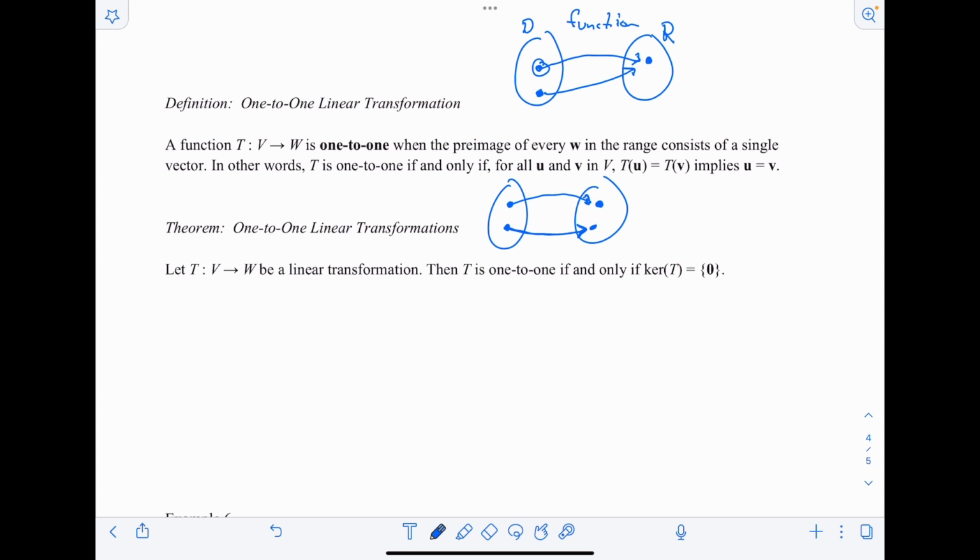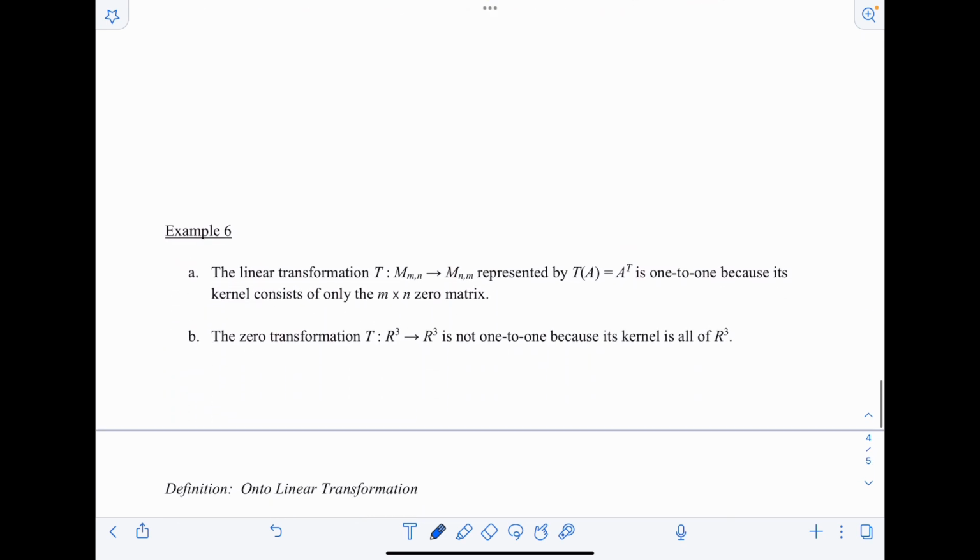The theorem here then is: let, again, T be a linear transformation. Then T is one-to-one if and only if the kernel of T equals the set of zero vectors, or the zero vector set. So in other words, this is our test, or this is how we show that a transformation is one-to-one. Okay? All right, so let's go ahead and take a look at an example of that.